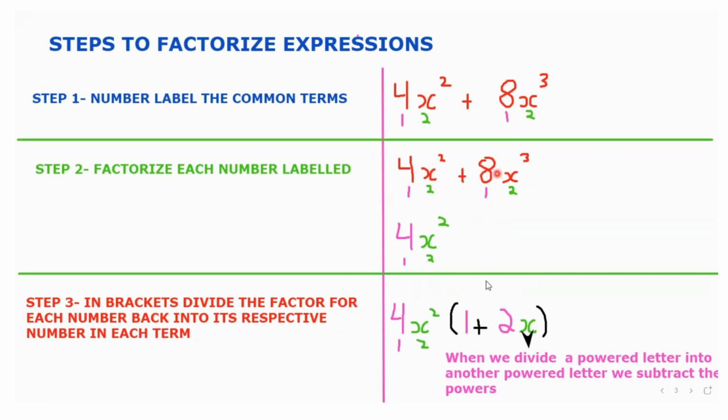So plus, so we go 4, the first one, so this one here, into the second one. So 4 into 8 is 2. Now you put this 2 into the second 2, which is this one. So x squared into x cubed. So when we put powered letters into other powered letters, we subtract the powers. Okay? So 3 subtract 2 will give me 1.